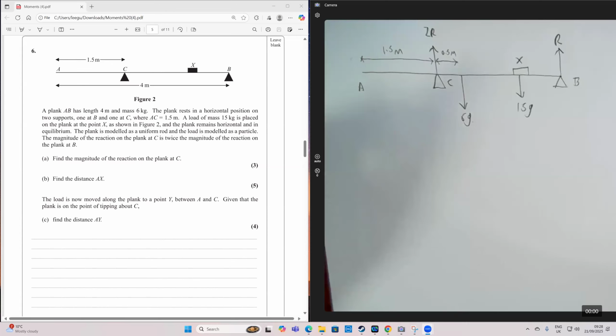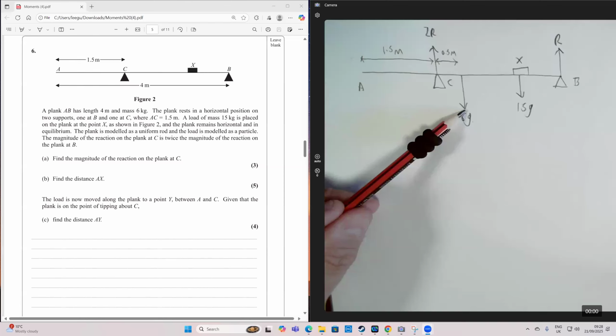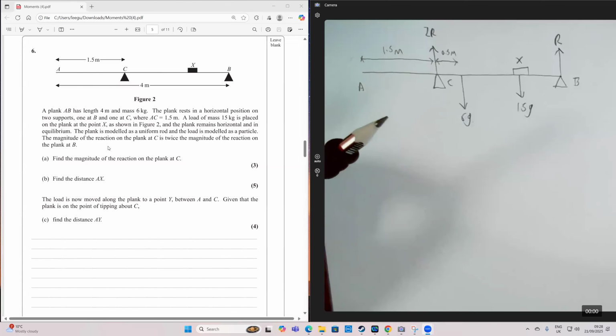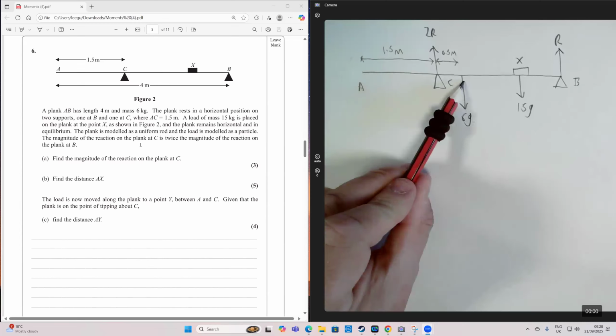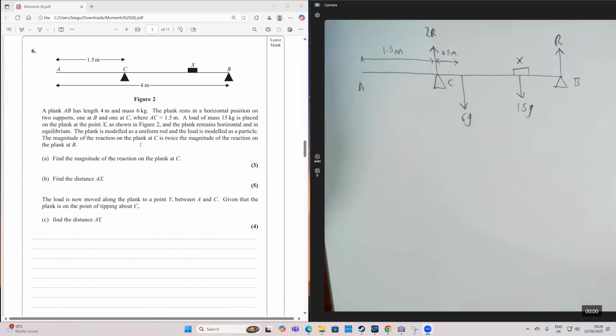So the first thing I would note is here's a sketch representing the situation. The first point at which students sometimes get confused is knowing where to put the mass. The first thing to look out for is that it is a uniform rod. The significance of that is that the mass is acting at the center. The plank has a length of 4 meters, so it's going to be acting 2 meters away from one of the ends. So 1.5 add 0.5, that's how we know that it's acting from there.